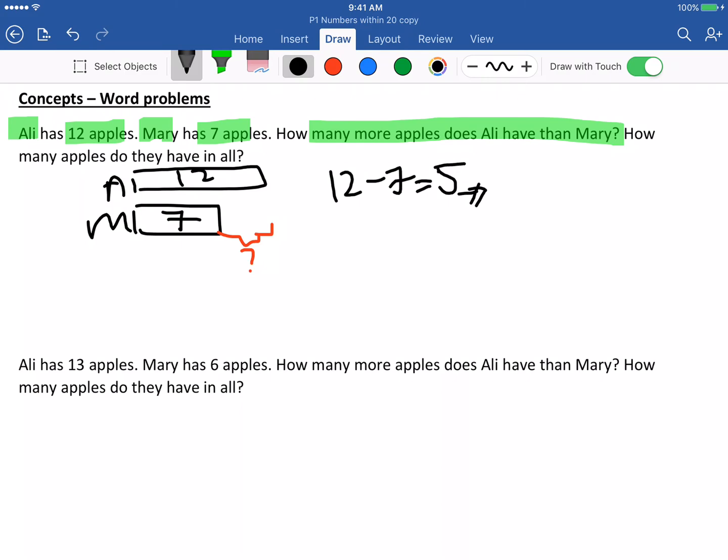Okay, next question. How many apples do we have in total? So that means we are trying to find the total here. So what you do is just take 12 plus 7, which equals 19.